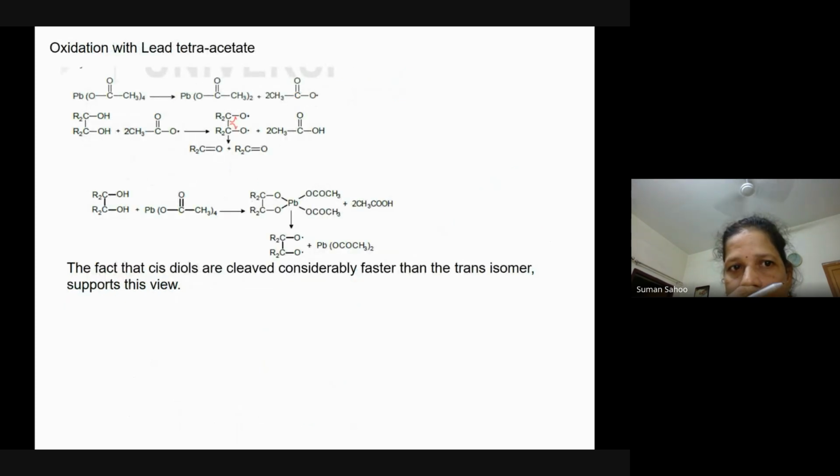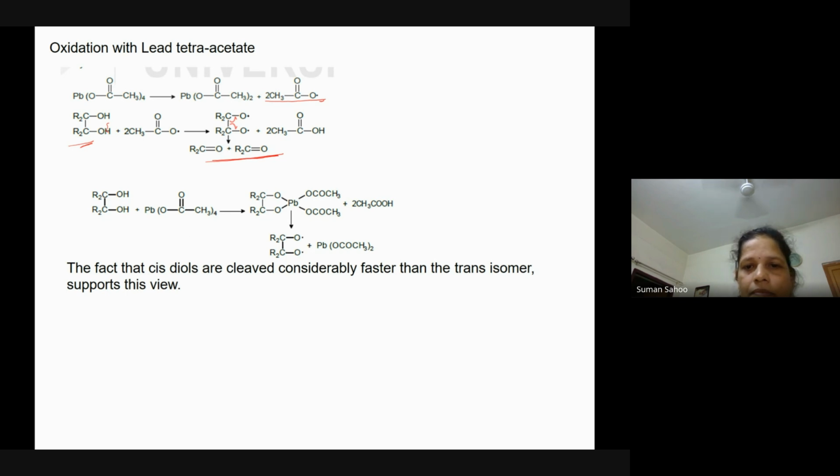Oxidation with lead tetraacetate. In presence of lead tetraacetate, we know that diols undergo oxidative cleavage. Actually, this is known as diol oxidative cleavage with lead tetraacetate. So first lead tetraacetate gives you lead diacetate plus two acetoxy radicals. These acetoxy radicals abstract hydrogen from this, giving you a diradical, which again goes on bond cleaving, that is your oxidative cleavage, to give you your ketones.